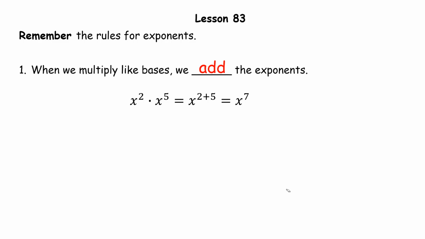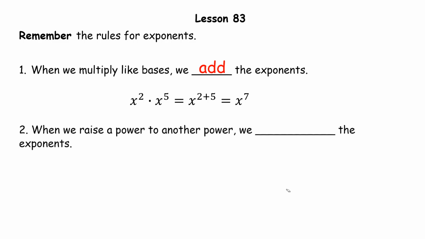So in this kind of situation, when you're multiplying like bases, these both have a base of x, and you're multiplying them, you can add the exponents. So x squared times x to the 5th is equal to x to the 2 plus 5, which is x to the 7th. When we raise a power to another power, we multiply the exponents. So if I have x squared and then I raise that to the 5th power, I can multiply those exponents and I will have x to the 2 times 5, which is x to the 10th.